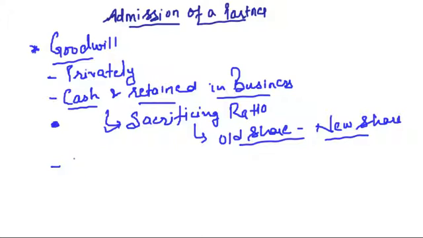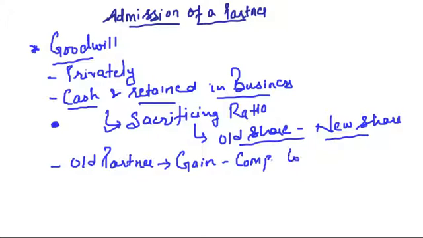And in this process, even an old partner can also gain. If the old partner is also gaining, he must compensate the old sacrificing partner. Clear? So this is all what we have studied. Let's see a few more practical problems. In the last lecture also we did 3 practical problems. We have 2 more good practical problems on this topic, that when the goodwill is brought in cash and retained in business. Clear? So let's see the practical problem.